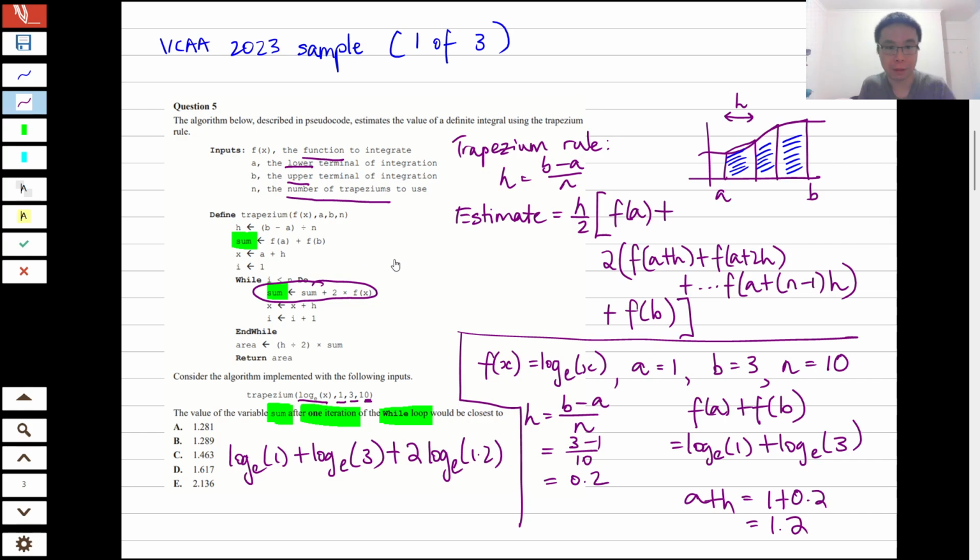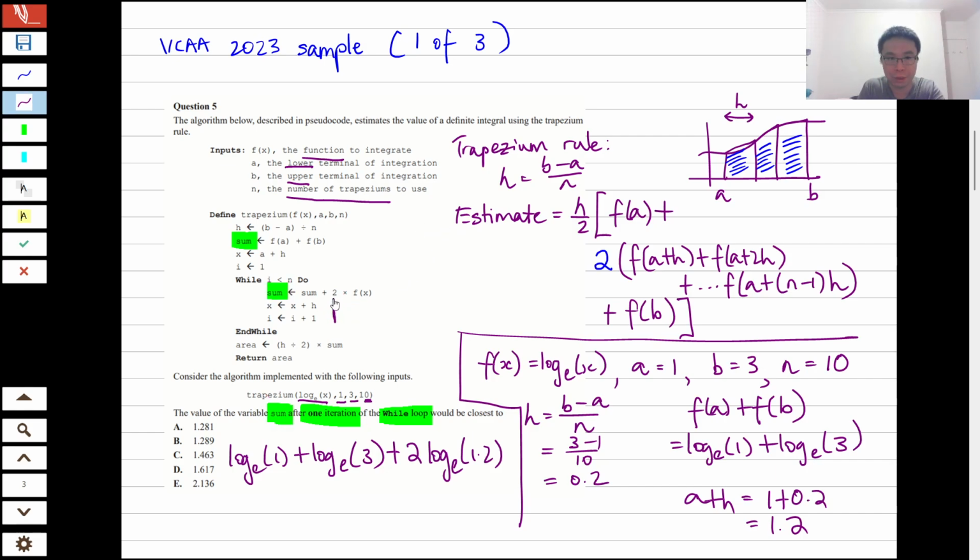Why the number 2? Because it appears in the program. And when you study the trapezium rule, you will learn to recognize that all the values in between the endpoints are counted twice, while the values at the end are counted only once. And then we divide everything by h on 2, so that we are counting trapeziums with width h. However, we aren't interested in the area. We're just interested in this value, sum, because the question asks us for the value of this variable.